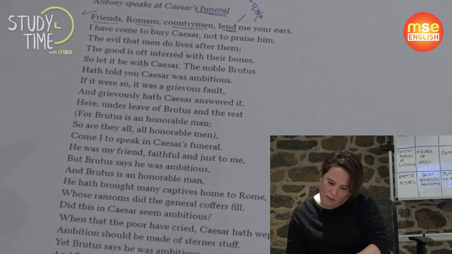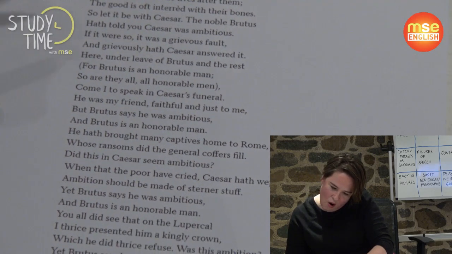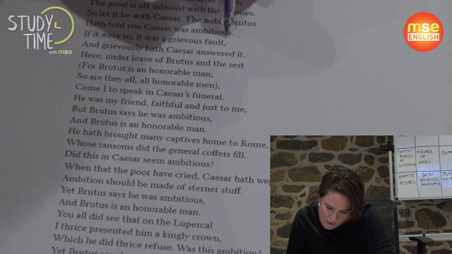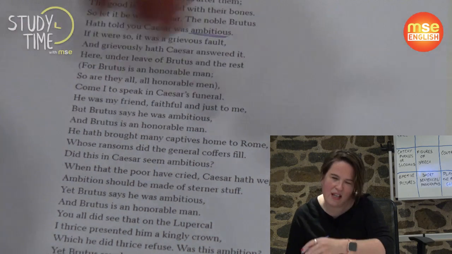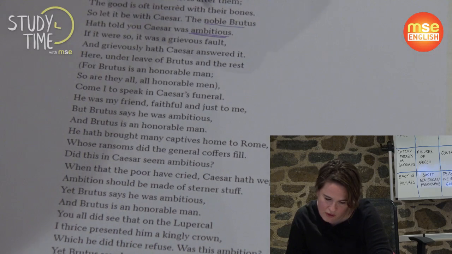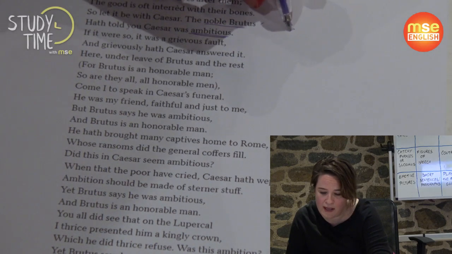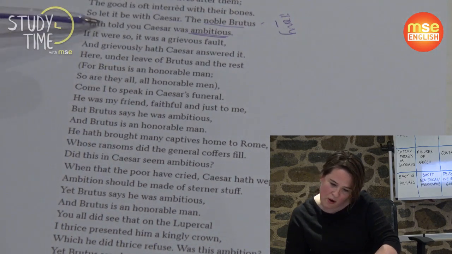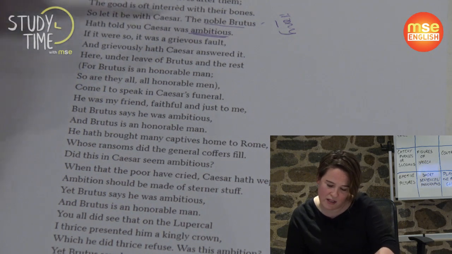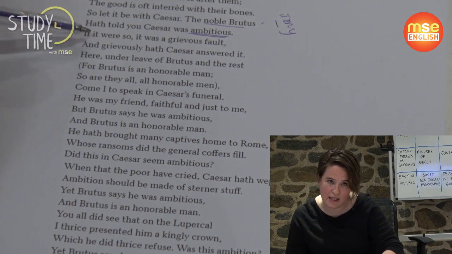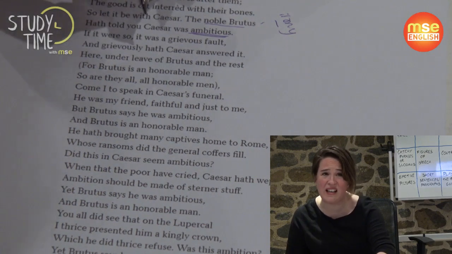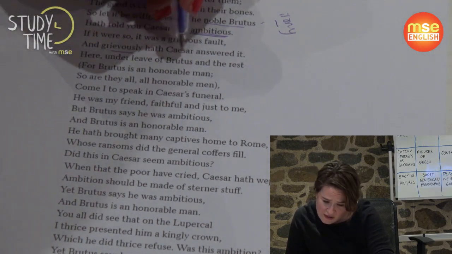Where else? We've got repetition, and we've got this idea of, so let it be with Caesar. Hath he told Caesar was ambitious? The insinuation of course is that Brutus is ambitious, because this is the noble Brutus, perhaps with a little bit of irony. Irony is where you say the opposite of what you mean. Caesar was ambitious. If it was so, it were a grievous fault, and grievously hath Caesar answered it. So we've got this idea of contrasting ideas. Argument, counter-argument. Grievously he hath answered it. Well, yeah, he has. He's kind of dead.